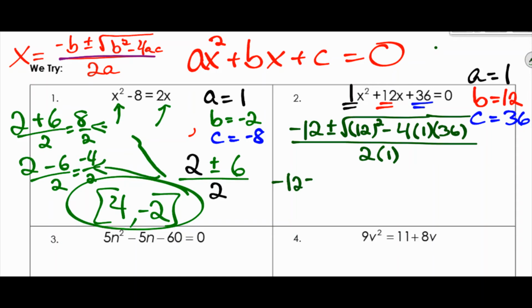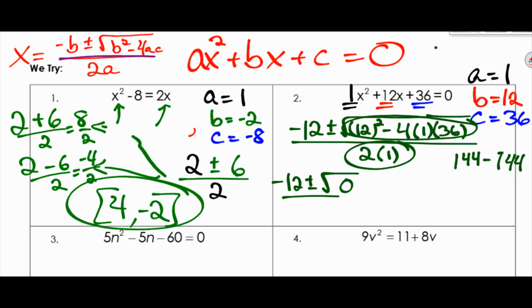Negative 12 plus or minus the square root of, I'm going to do everything inside of here. 12 squared would give me 144, minus 4 times 1 times 36 is also 144. So that would give me 0 inside the square root. I'm also going to simplify the bottom. That just turns into 2.